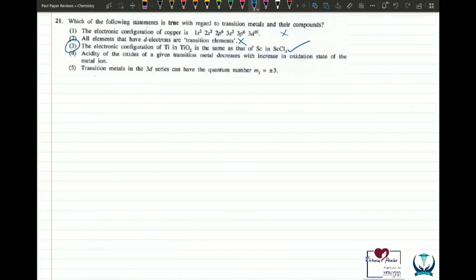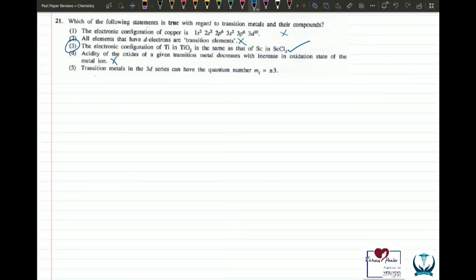Number 4, acidity of the oxides of a given transition metal decreases with increasing oxidation state of the metal ion. This is false, as when oxidation state increases, it has a higher tendency to be more basic.